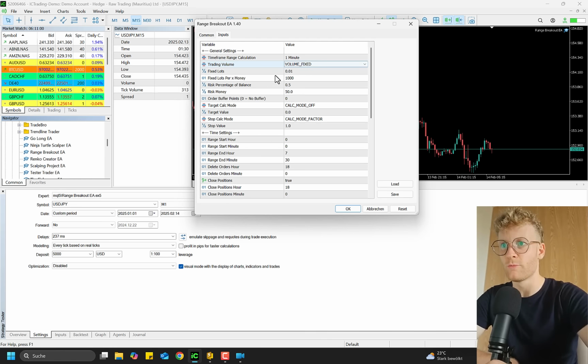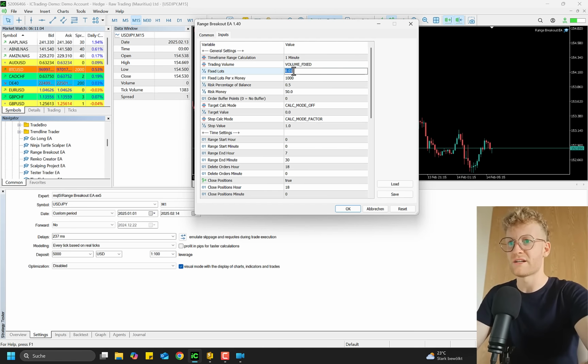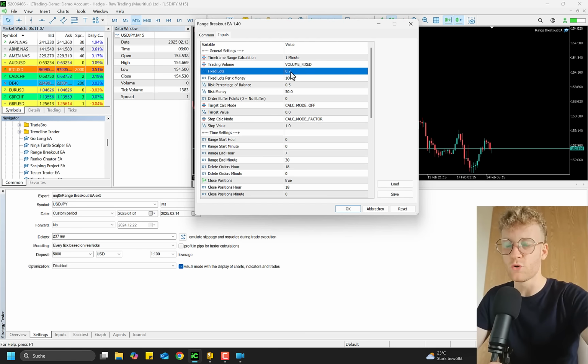Fixed volume is very easy. We just use the fixed lots for every single trade. So if I put 0.2 here, we trade 0.2 lots for every single trade. It's really that simple. Then volume managed.